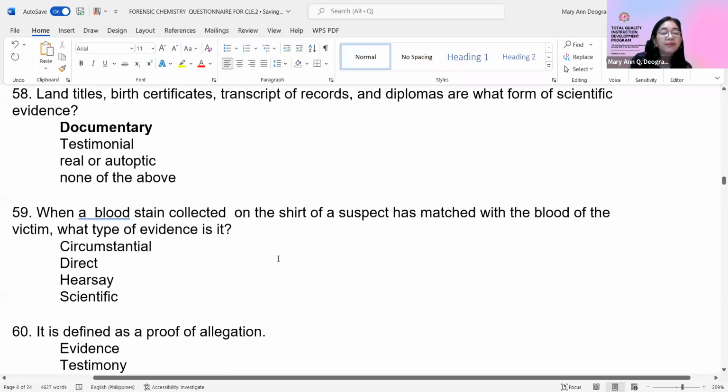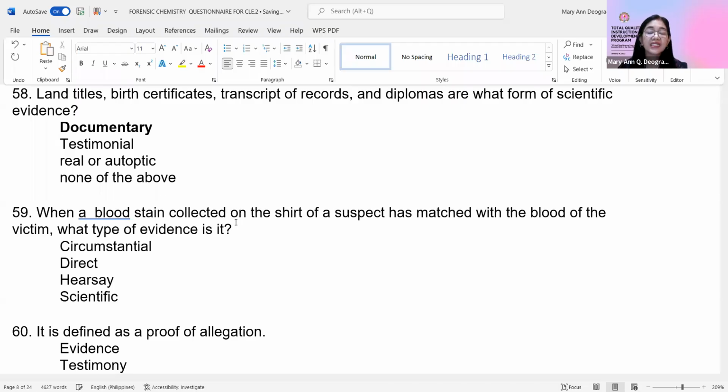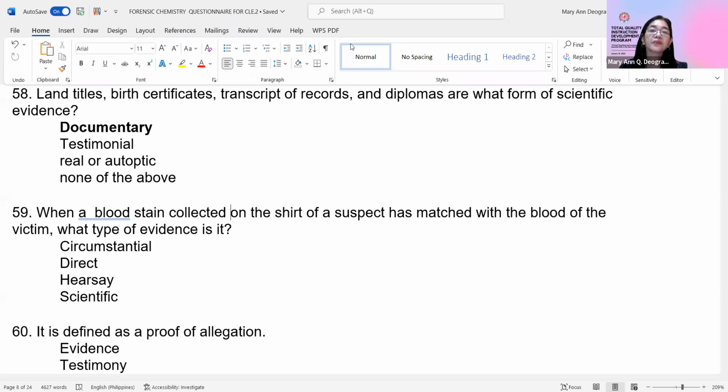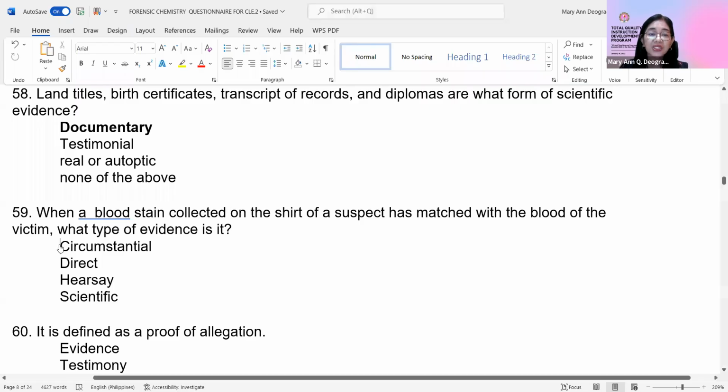All right. When a blood stain collected on the shirt of a suspect has matched with the blood of the victim, what type of evidence is it? Is it circumstantial, direct, hearsay, or scientific? All right, it is circumstantial, no? So once na yung blood ng victim ay nag-positive, it matched with the blood stain found on the shirt of the suspect. Naging circumstantial yan, no?